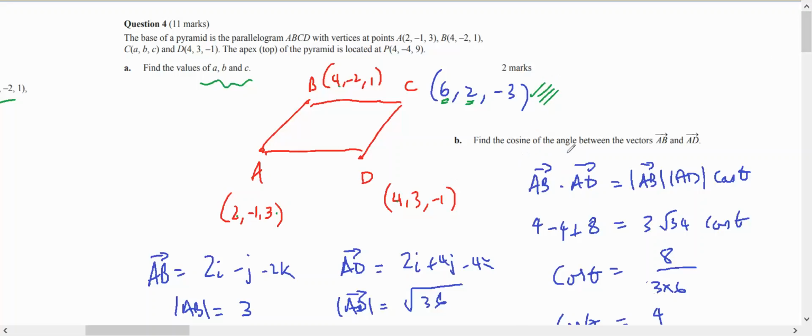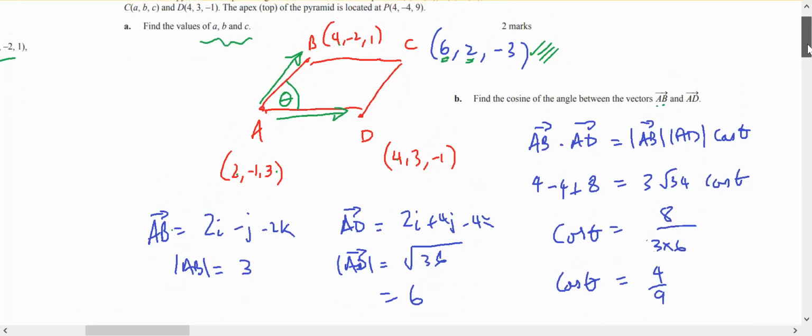Okay, part B, find the cosine of the angle between AB and AD. So if this is AB and that's AD, I'm looking for the cosine of that angle. So I've worked out AB here. Its magnitude is 3. AD, its magnitude is √36 or 6. AB.AD will be this times this, which is 4. -1 times 4 is -4. So that gives me 8 on 36, or 4/9.